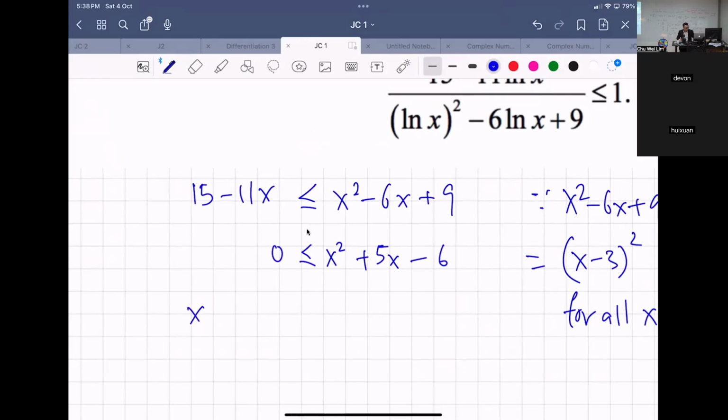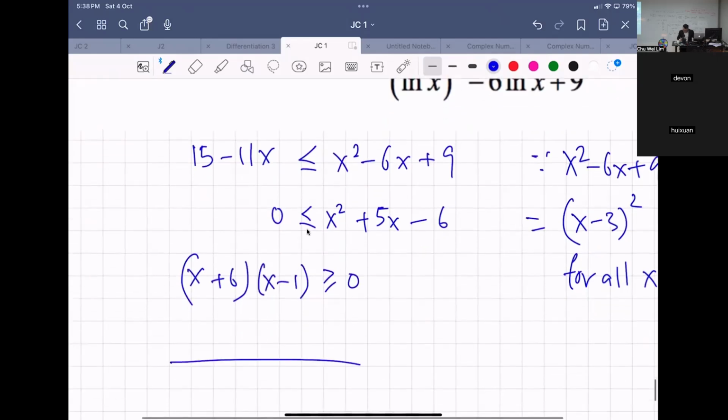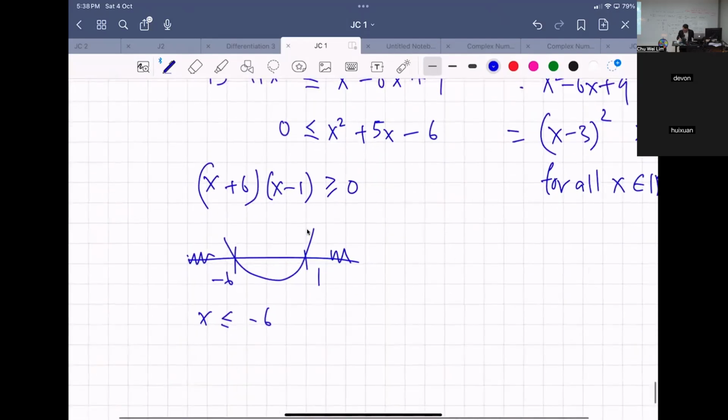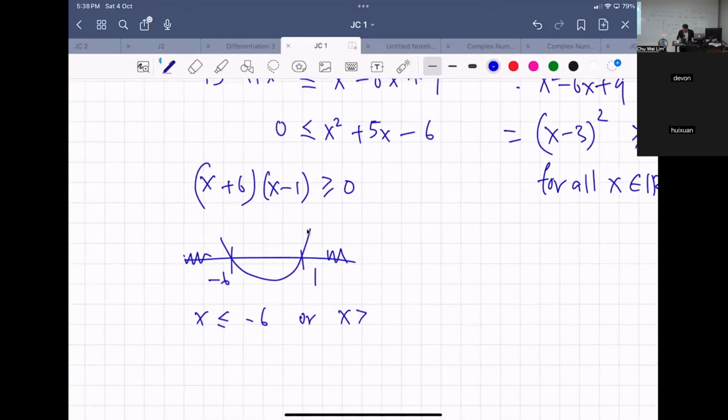This will give you x plus 6, and then x minus 1, greater than or equal to 0. You get the graph, with roots minus 6 and 1. Greater than 0 will be here and here, right? So you will have x is less than or equal to minus 6, or x is greater than or equal to 1, or x equals 3.